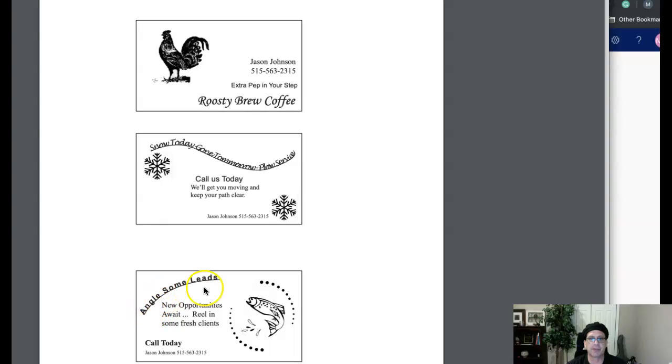You do type on a path right here too. I would not recommend having the underline there. I think that impedes readability. I would remove the path and type on an invisible path as opposed to typing on a path.